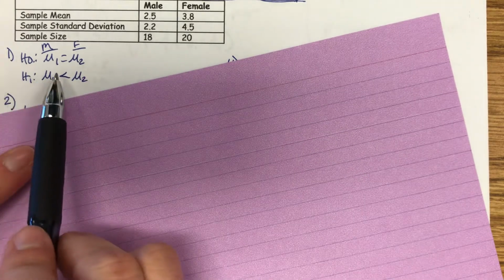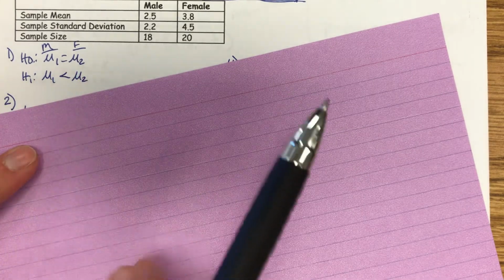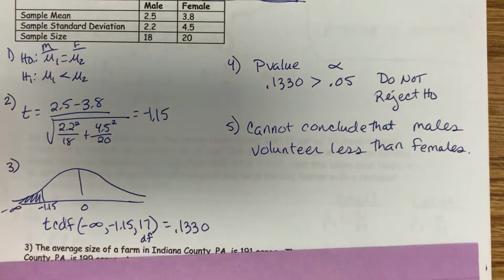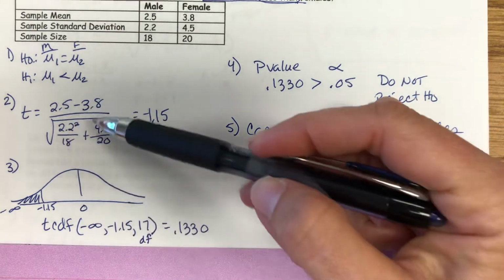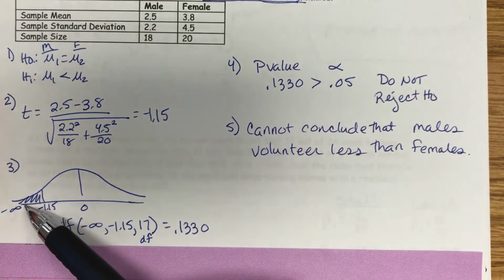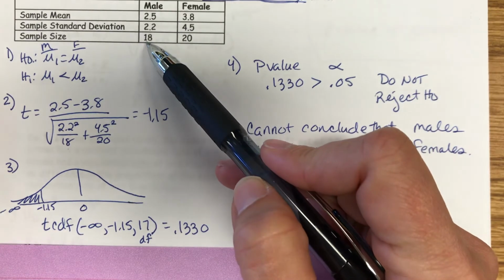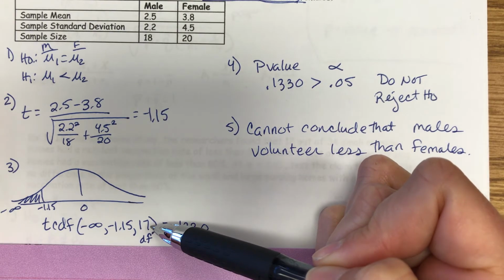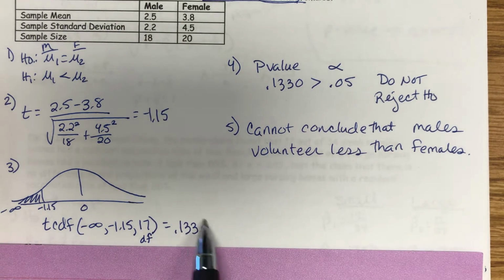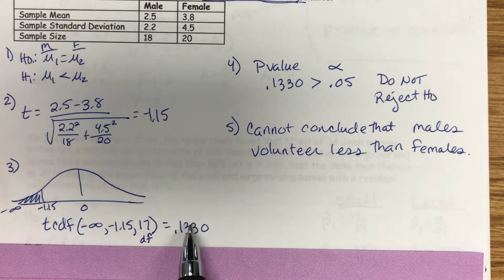We've got males less than females. We've got our formula. Males, females, it's a left-tailed test. Our smaller sample size was 18, which is why we have 17 degrees of freedom. Here's our p-value. We are not doubling our p-value because it's not a two-tailed test.